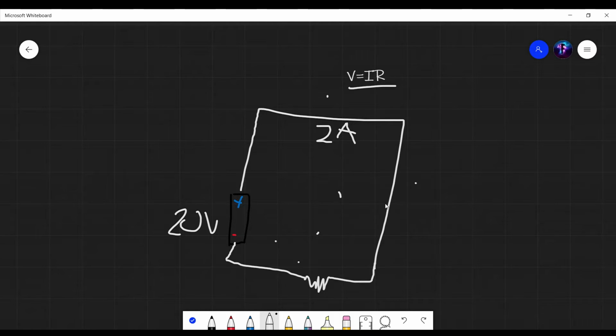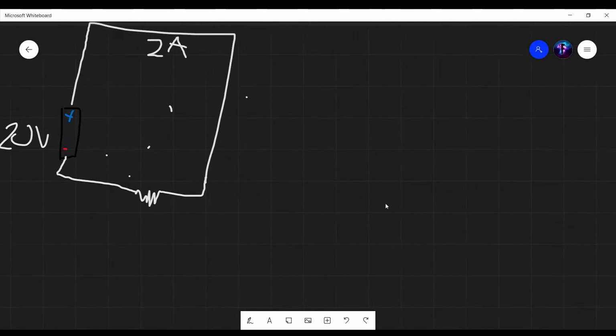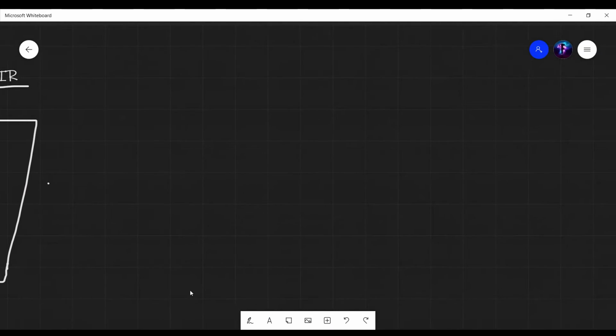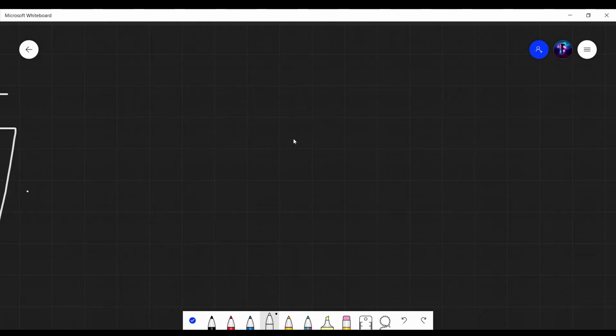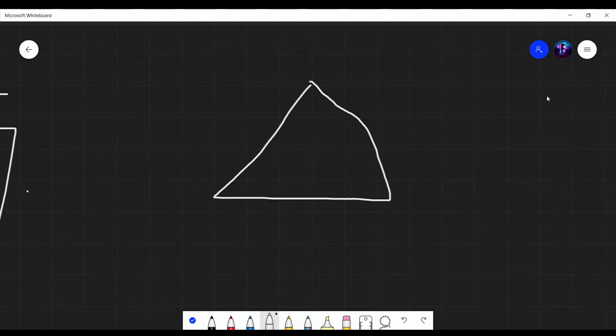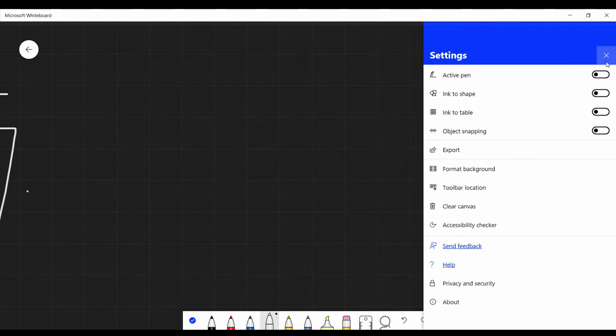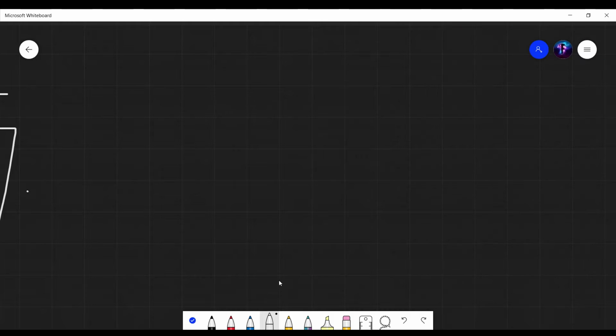Now, if you think all of this is too hard, or it's very hard to remember what to do and what kind of formula you need to use, we have something called Ohm's triangle. It's just a triangle. Let me draw a triangle. Actually, wait, let me reverse this. I'm going to ink the shape, so it looks nicer.